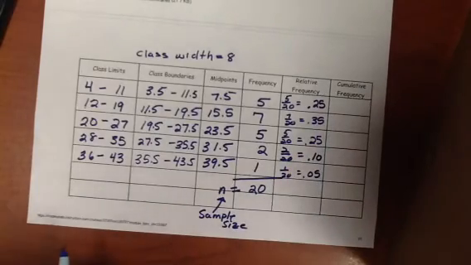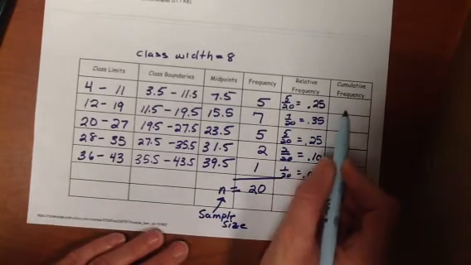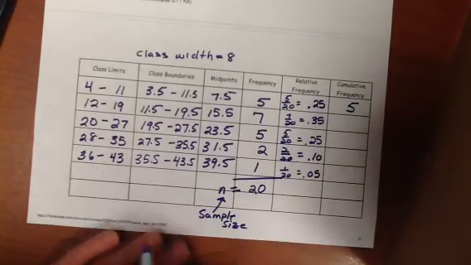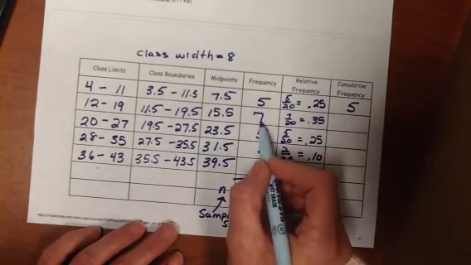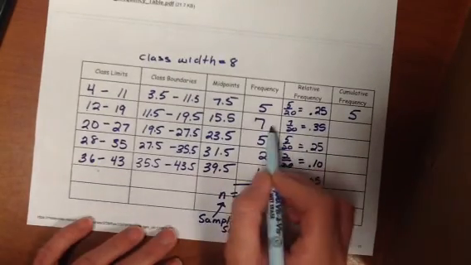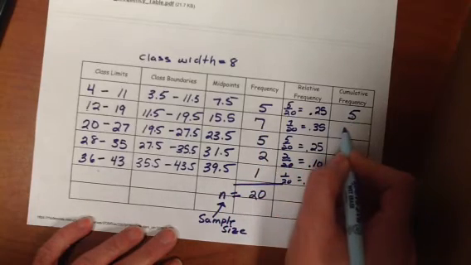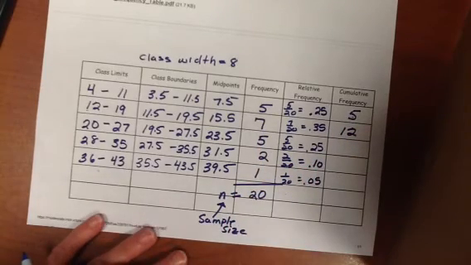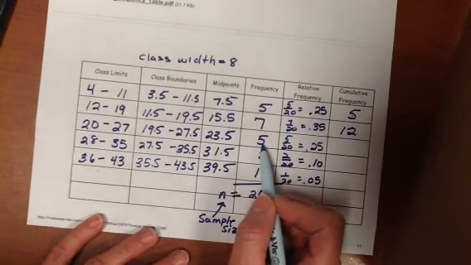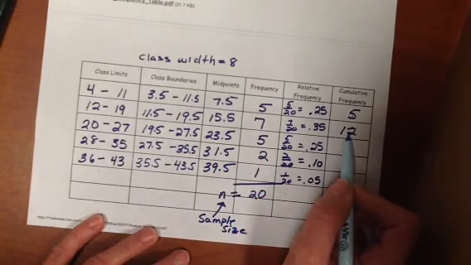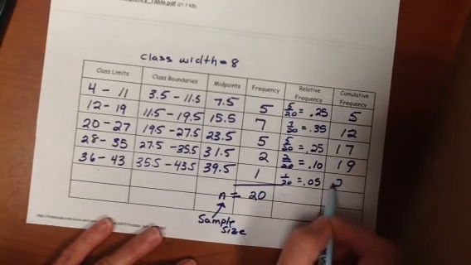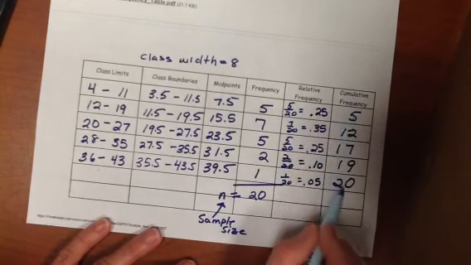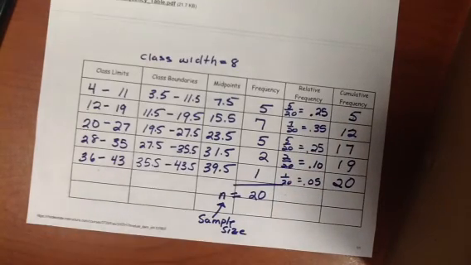The last column is our cumulative frequencies. The cumulative frequency starts with the frequency for the lowest class and adds in the frequency. So we add the frequency of all the classes below it. So for the second class, we have the frequency of 7 plus the frequency of 5 gives us 12. For the third class, we have a frequency of 5 added to this cumulative frequency of 12, giving us 17. Add our 2, we get 19. Add our 1, we get 20. The last number in your cumulative frequency column should be your sample size. We will now go to make the histogram.